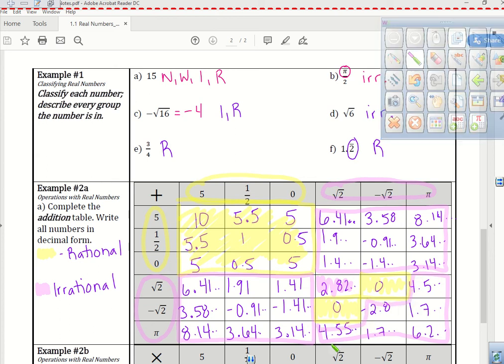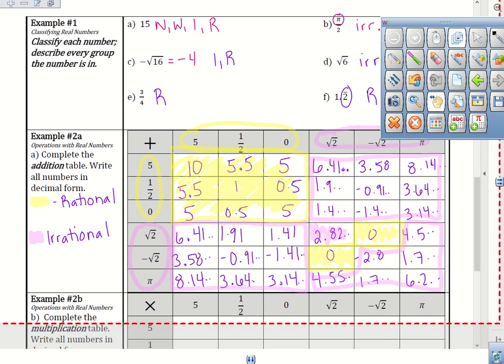So to sum up the table, every rational plus rational yields us rational. Every rational plus irrational yields irrational. However, an irrational plus an irrational number can sometimes be rational, or in the pink, sometimes be irrational. All right, let's go down to the next box.